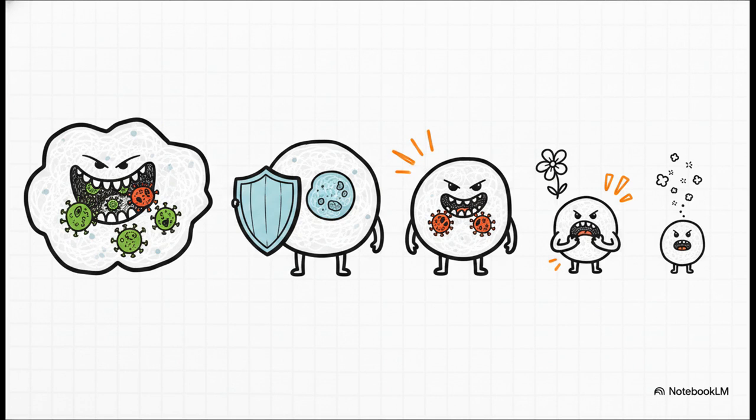And if you want a quick memory trick for their order of abundance, from most to least common, neutrophils are the most abundant, followed by lymphocytes, then monocytes, eosinophils, and finally basophils.